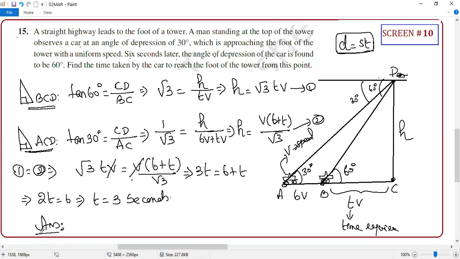Any doubt? Guys, any doubt? Many textbooks write this in a very different way, but it's very simple the moment you put 6V and TV. Correct or not? How many of you have seen this question in some other material? It is really lengthy, but here it's very simple. The moment you equate, the V gets cancelled and automatically your T is ready. Any doubt?